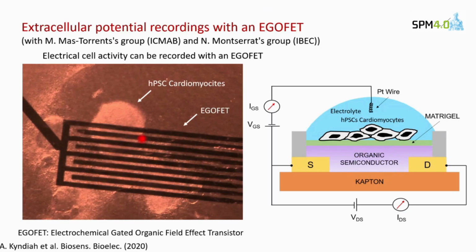Basically, you have the transistor. These are the electrodes, which are interdigitated. And here you have the cells. These are cardiomyocytes, which have been grown directly on there, just as we do with a glass slide. So rather than using a glass slide, we use this one.